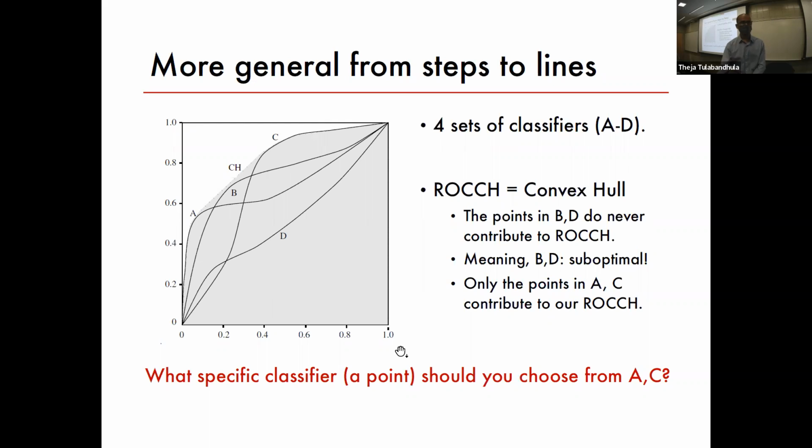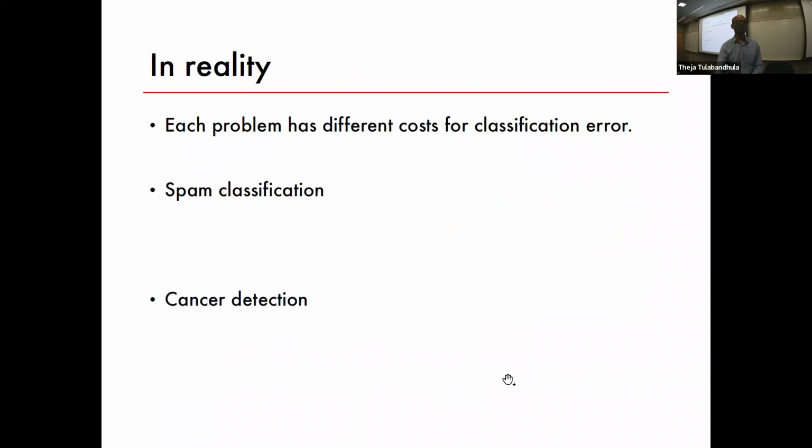Let's come back to this notion of the slope again. The convex hull was one aspect where you can compare multiple sets of classifiers, but I want to come back to this gamma slope that we have, because that's going to help us pick one of these classifiers. What specific classifier should you choose from, let's say, A or C or both? The choice is really dependent on the application. Two canonical applications that we have briefly mentioned in this lecture are SVM classification and cancer detection.